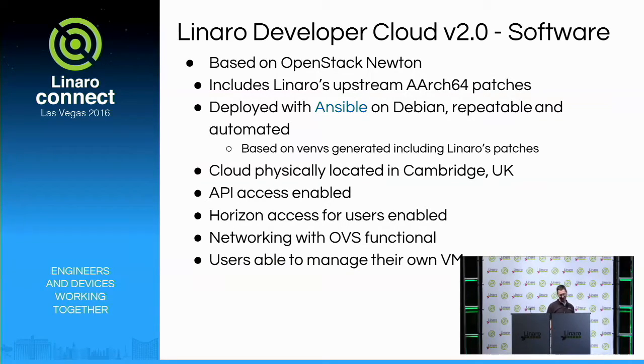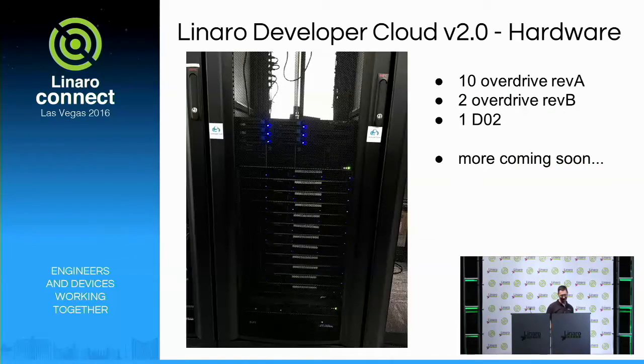We talked about this big, amazing cloud. Here is an actual picture of it, which probably isn't quite as impressive as what the presentation was leading up to, but it's actually pretty neat. So we've got 10 Overdrive Rev A servers. We have 2 Rev Bs, and we've got a D02 that are running.